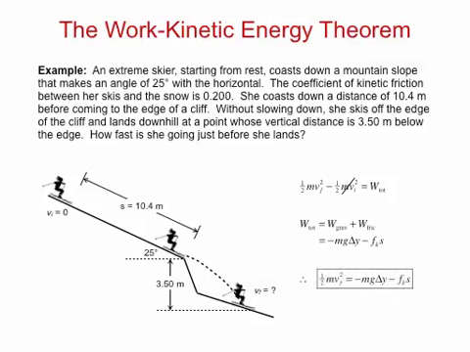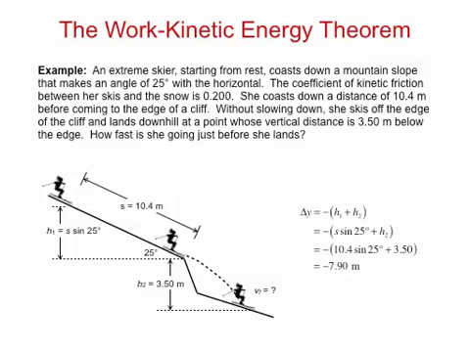Combining these two equations gives 1/2 m v final squared equals minus mg delta y minus F sub k S. We're given S, we know g, and we've decided that m will cancel. So now we just have to determine delta y and F sub k.